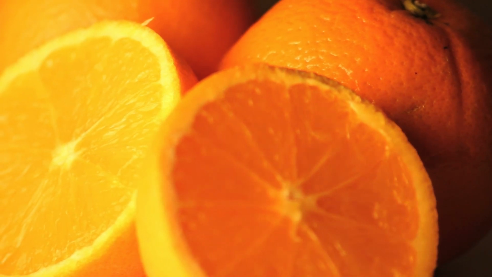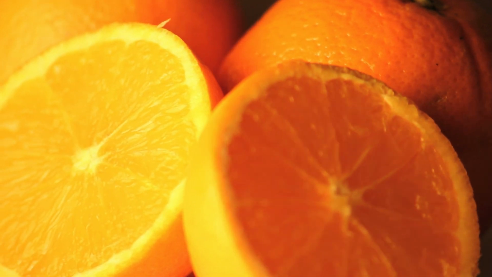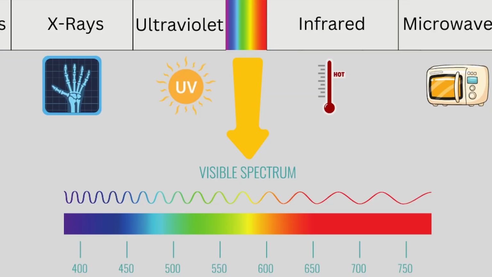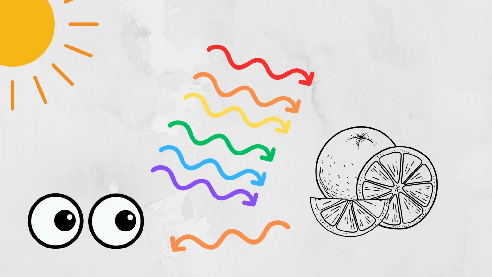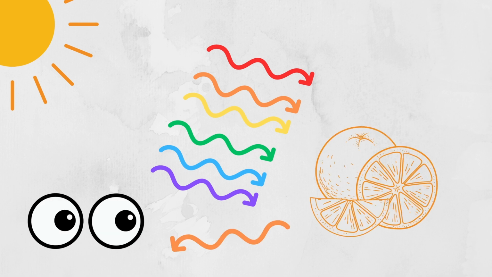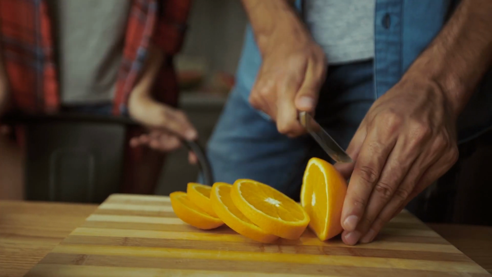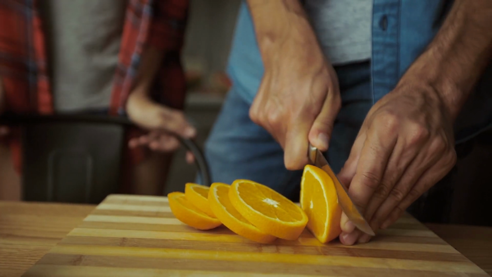An orange, for example, is able to absorb most wavelengths of light, except for those that fall in the orange range of visible light. So, the orange fruit reflects orange wavelengths, which then hit our eye and get interpreted by our brain as the color orange. Hence, we see the orange, the fruit, as the color orange.